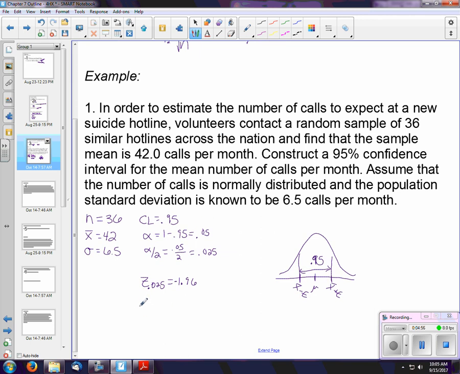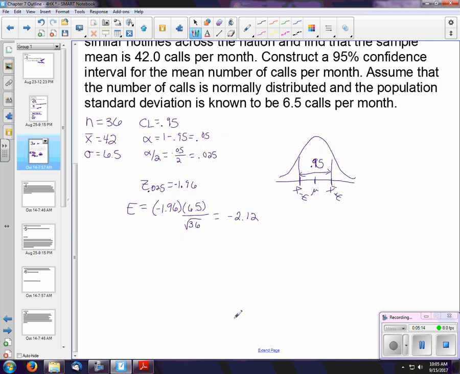So if we plug into our formula, we get the margin of error equals our z-score times our standard deviation divided by the square root of n, which gives us negative 2.12. Then, to construct our confidence interval, you take your mean of 42 and add and subtract the margin of error that we found.